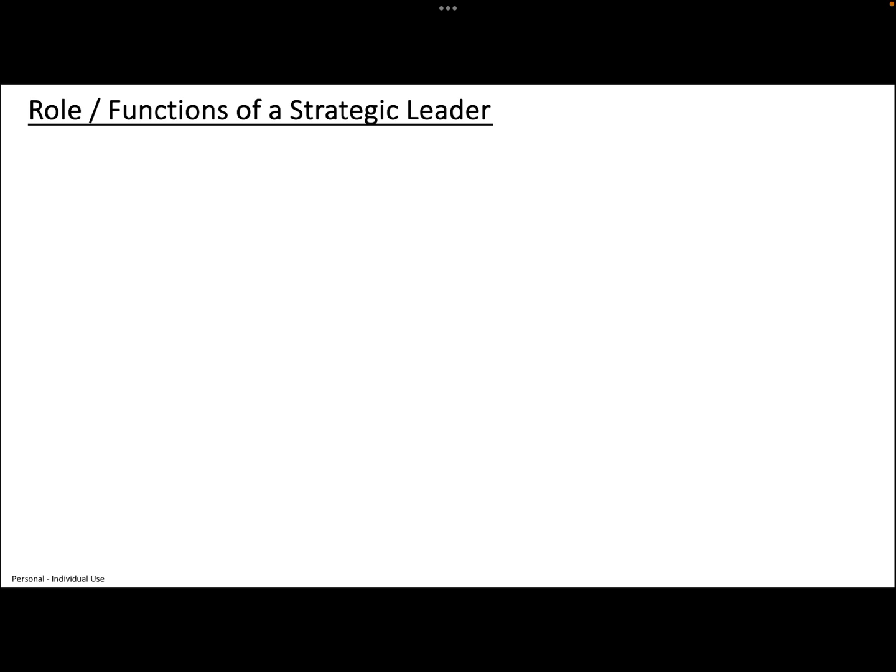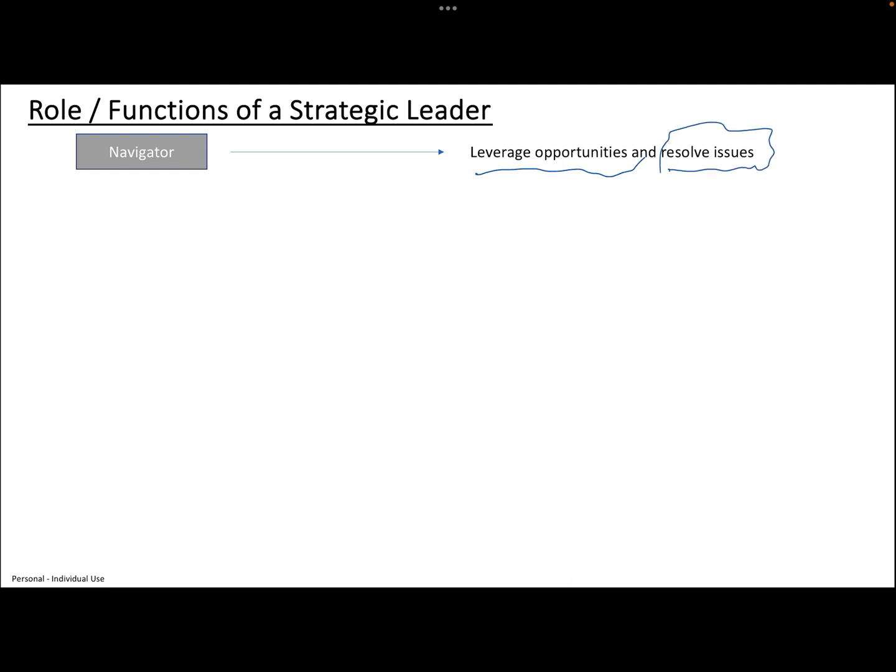Let's see what the functions of a strategic leader are, or the role of a strategic leader in strategic management. He is a navigator. As a navigator, what he does is he leverages all opportunities in the market, how the company can grow and other things, and he will resolve all the obstacles which come on the way to achieve the organization's objective. So he is a navigator.